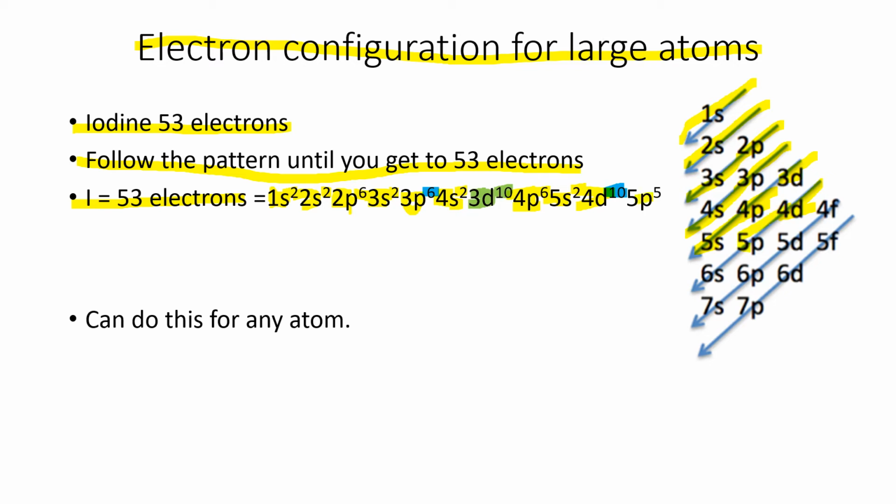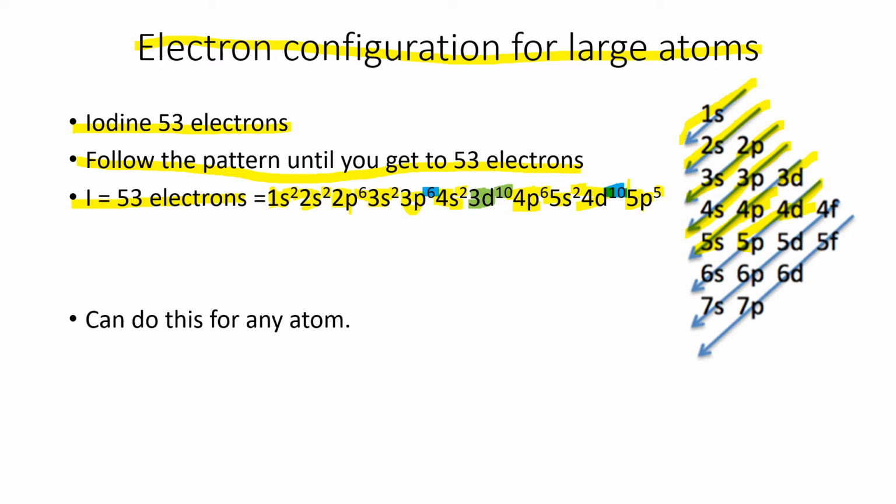What comes after 4d? 5p. We know 6 can be held there, but if you go back and count them up, I'm already at 48 electrons. I only need to put 5 electrons in here for 5p5. So you can use this diagonal diagram once you teach yourself how to write it to figure out the electron configuration for any atom that you are looking at.